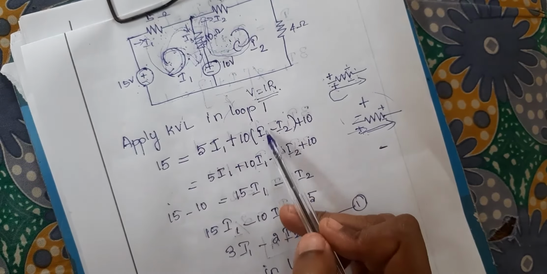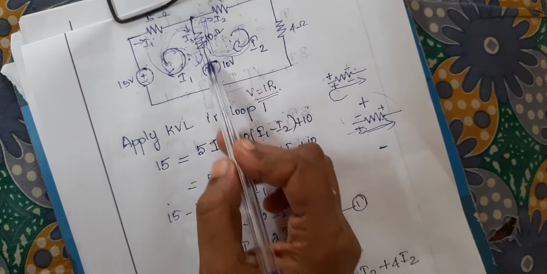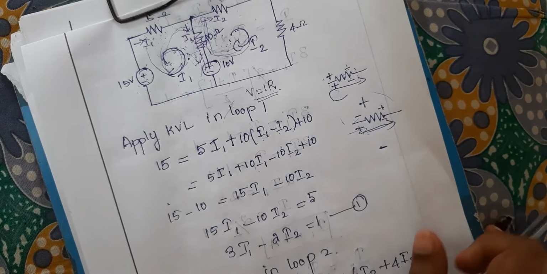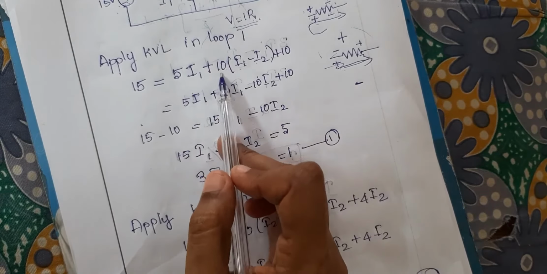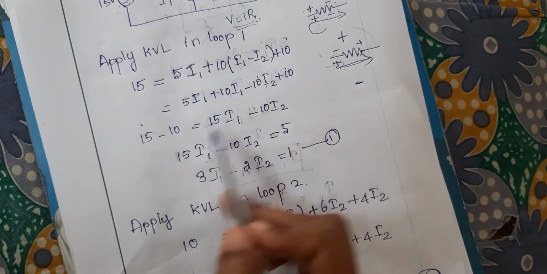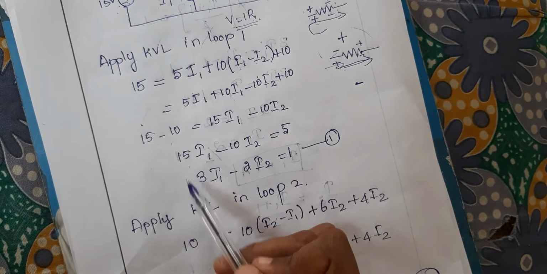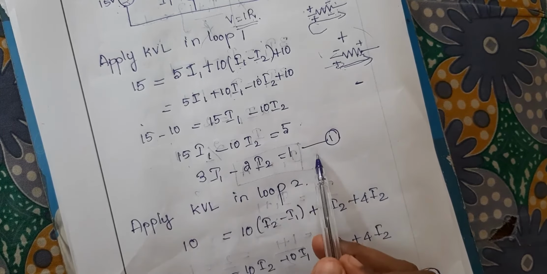Since we consider the first loop, we write I1 first. Next, here it is also a voltage drop, so plus 10. Now we simplify this: 10 I1 minus 10 I2, and 15 minus 10 is 5. So we got one equation.